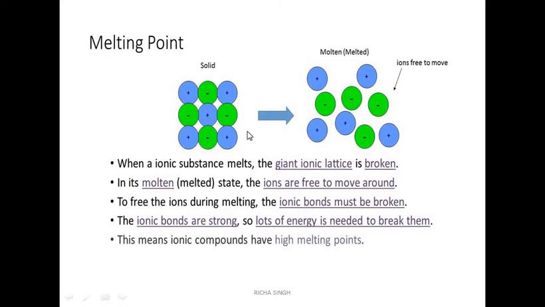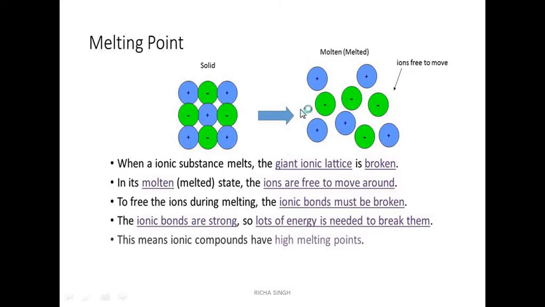Now, when we provide the heat, what will happen? The ionic substance will melt and that crystalline structure will be broken. This state is known as the molten state. We will study this in the next part of the slide also. So you should know the difference between a solid and a molten state. Molten means the crystalline structure has been broken due to heat.